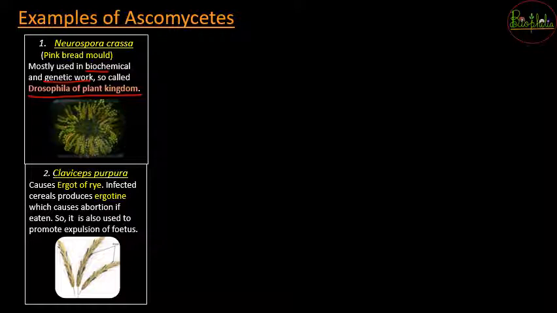Ergotin जब भी produce होगा, that is going to be a poisonous kind of secretion that can cause abortion if it is consumed, and because of that reason it is also used for promoting expulsion of fetus. So for expulsion of fetus, this ergotin is used, that is produced by the infected cereals because of Claviceps purpura.